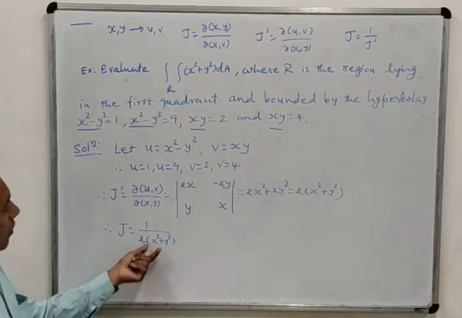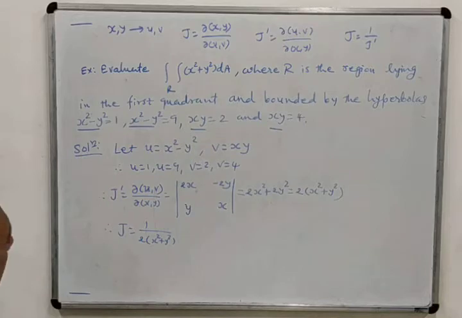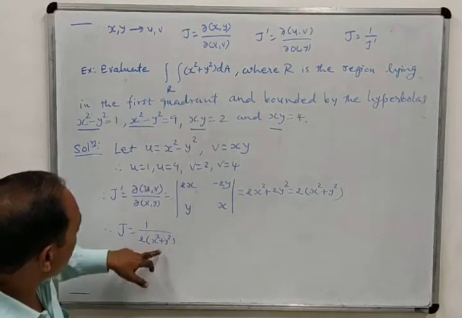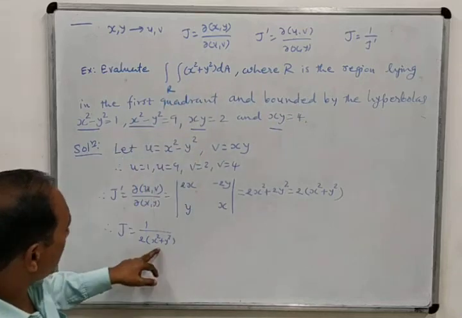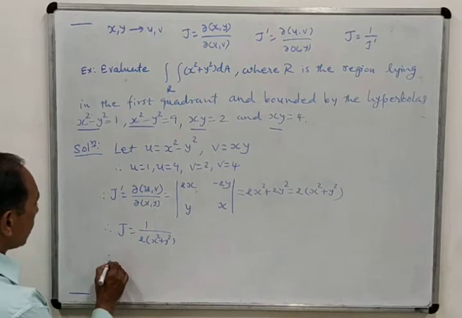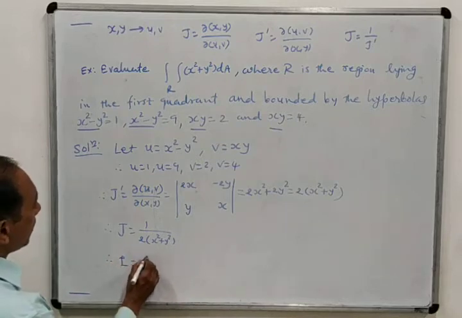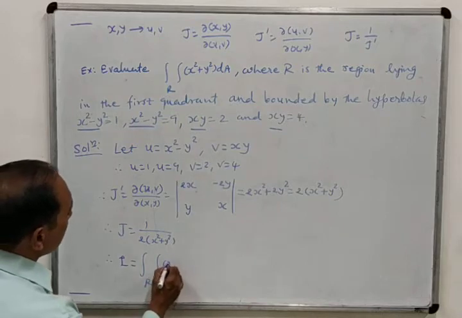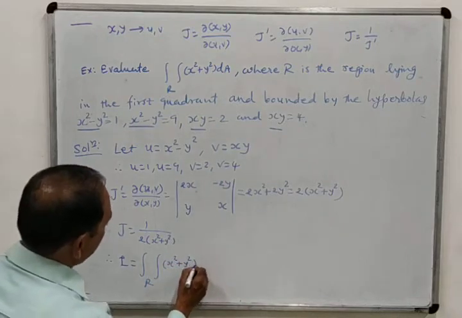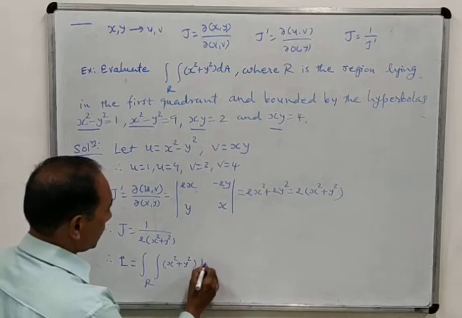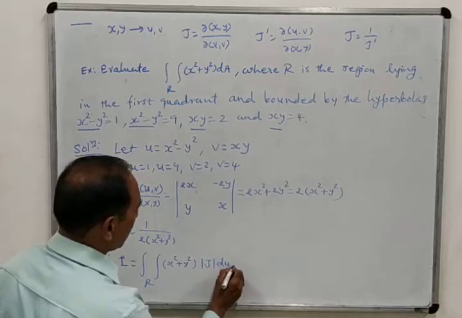This also we need to convert in terms of u and v. But here you can see that when we put the Jacobian J, this x square plus y square and this x square plus y square will be cancelled automatically, and so there is no need to convert them in terms of u and v. So here we will keep x square plus y square as it is, into Jacobian J du dv, as you must be knowing.